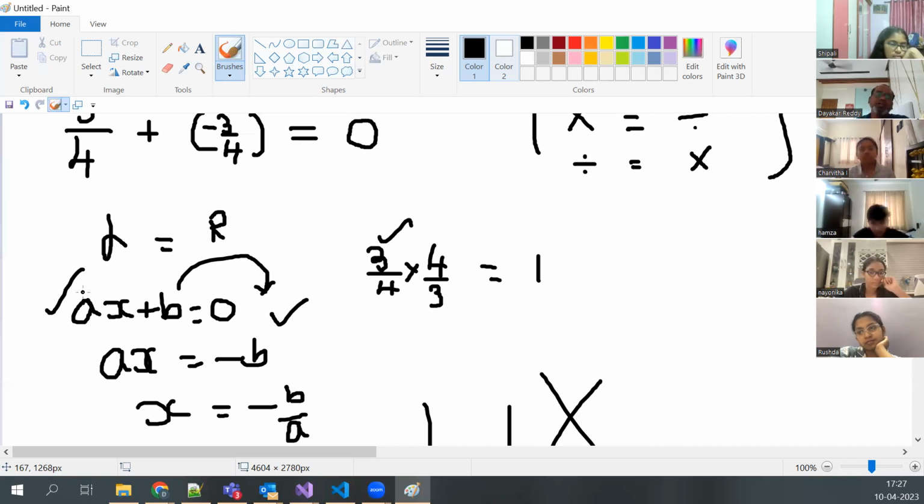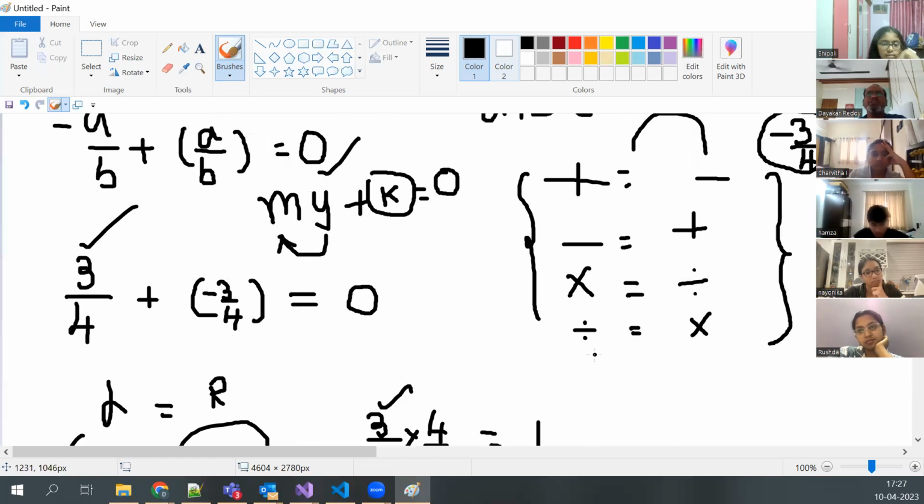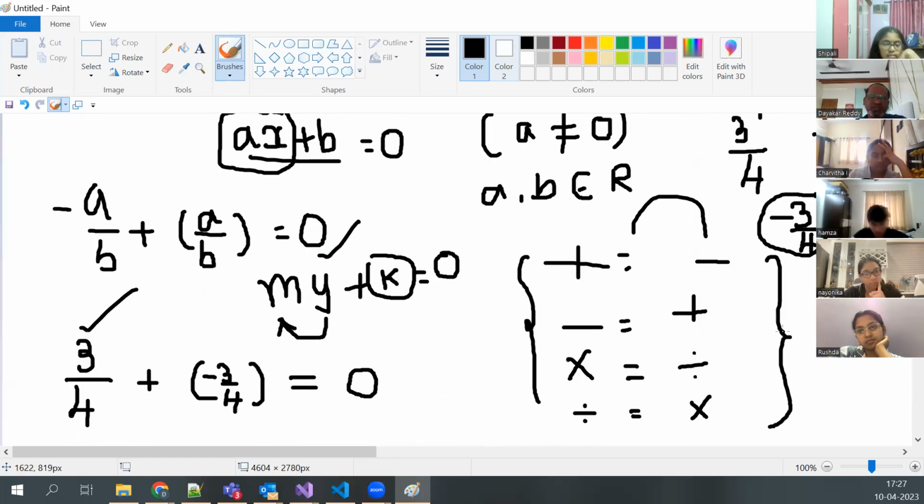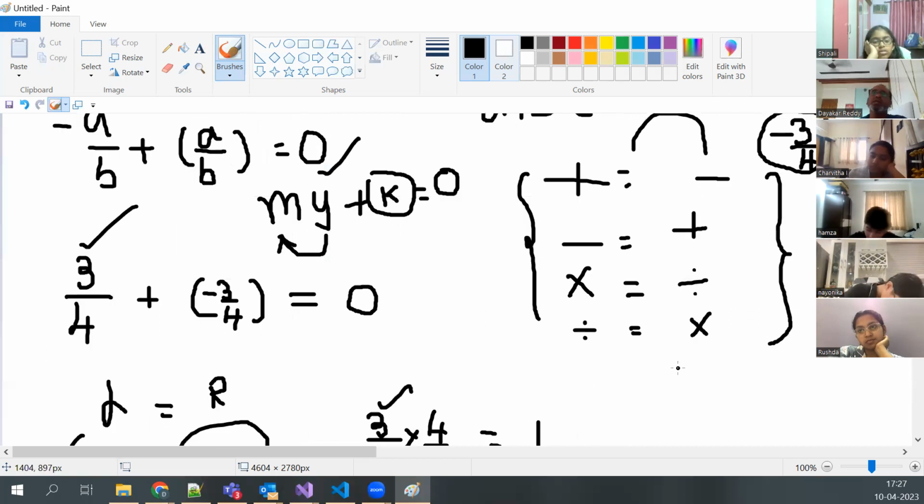These 3 points, bullet points we discussed. Okay, and how do we solve? While solving, plus should go to the other side and becomes minus, minus will become plus, multiplication will become division, and division will become multiplication, right? Is it clear? These are the things which we know already.